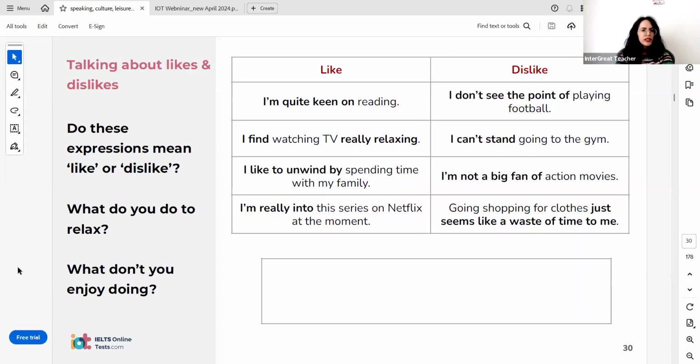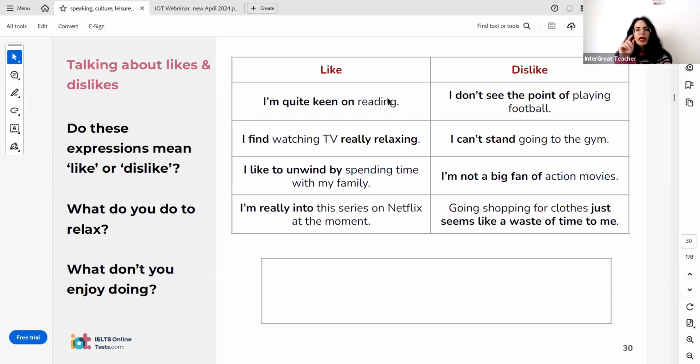All right. Now let's answer one of these questions. For example, what do you do to relax? You can write me a sentence in the chat using one of these expressions to tell me what you do to relax. I'm waiting for some examples. A complete sentence, okay? The point is you use these expressions. I like going to the gym. Enjoy. Okay. Very good. I like to unwind by watching TV. I'm quite keen on playing the guitar.